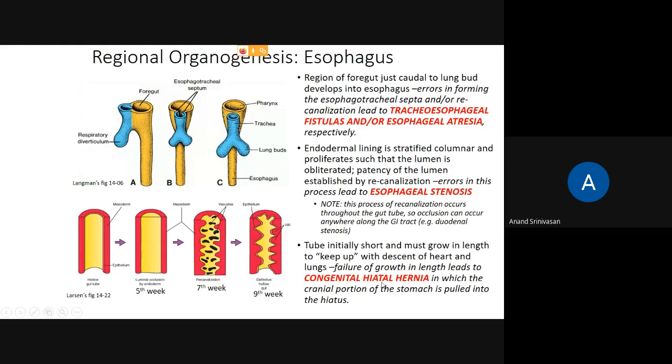The congenital hiatal hernia occurs because the growth of the esophagus is not keeping up with the growth of the fetus. So when the fetus grows, the foregut also should grow. If it doesn't grow, it can lead on to congenital hiatal hernia.